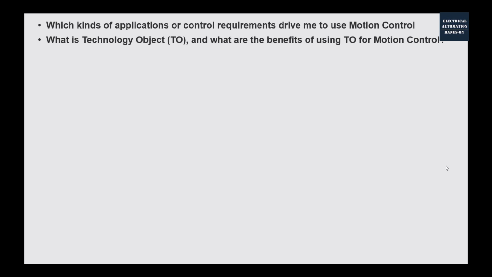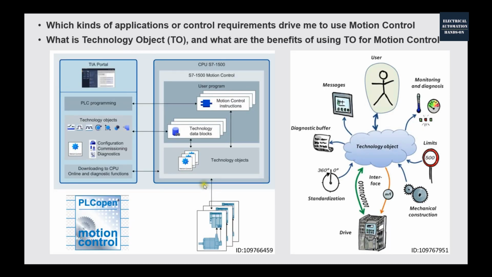And second, what is the technology object and what are the benefits of using the TO for the motion control? If you preview the Siemens, Beckhoff or ARM motion control materials, when we talk about the motion control, they will talk about this word, TO, technology object. That's because the TO plays a very important role in the motion control, and the TO is a standard method for the motion control for different brands. I would like to use those two pictures to explain this idea, this concept.